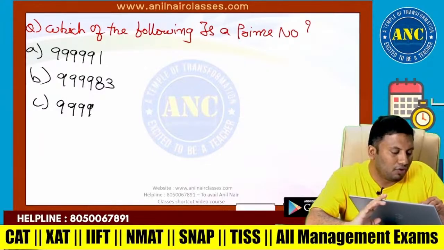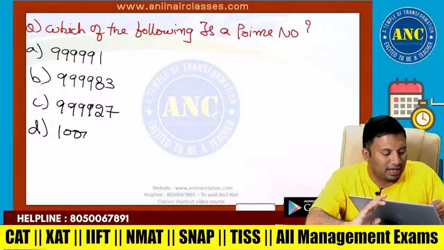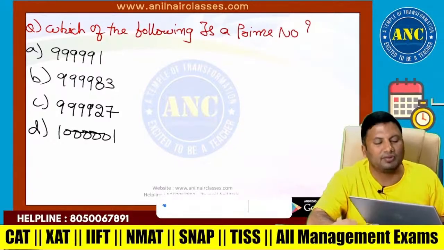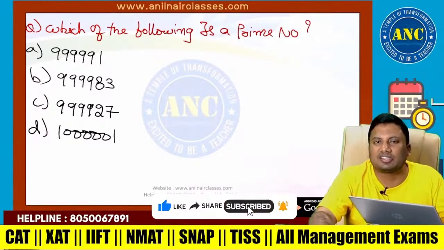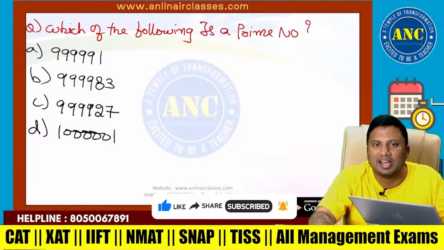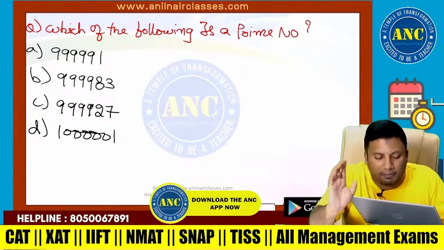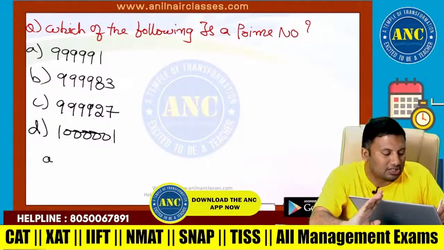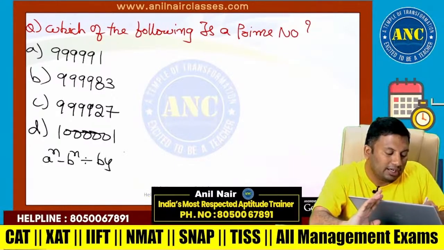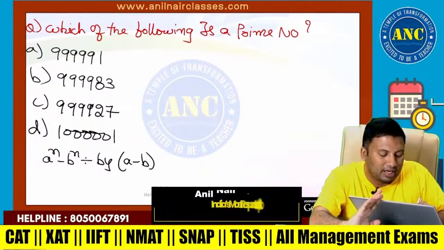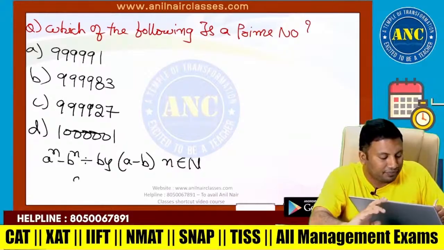Next one, 4 nines ending with 27. 1 followed by 5 zeros ending with 1. Which of the following is a prime number? If you know these concepts, you don't need to take the root of that number or find all the prime factors. In session number 1, we discussed one concept: a power n minus b power n is always divisible by a minus b if n is a natural number.